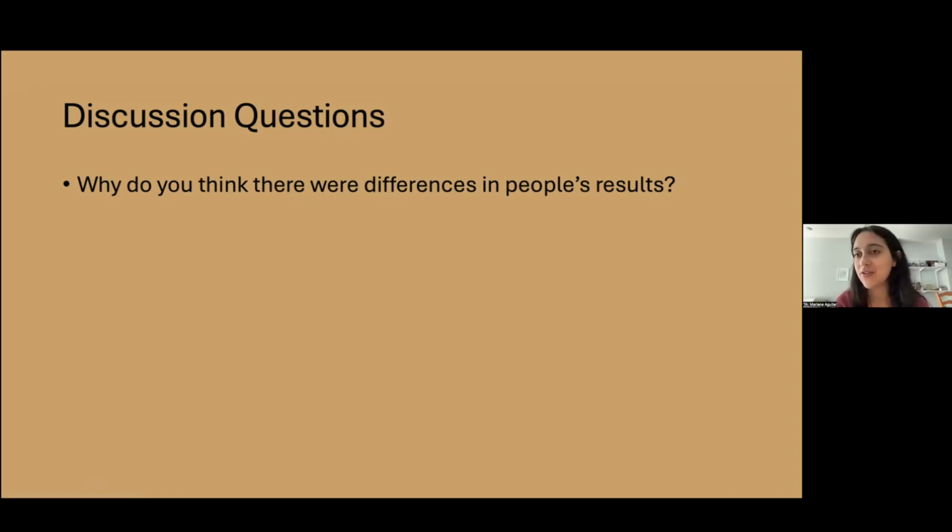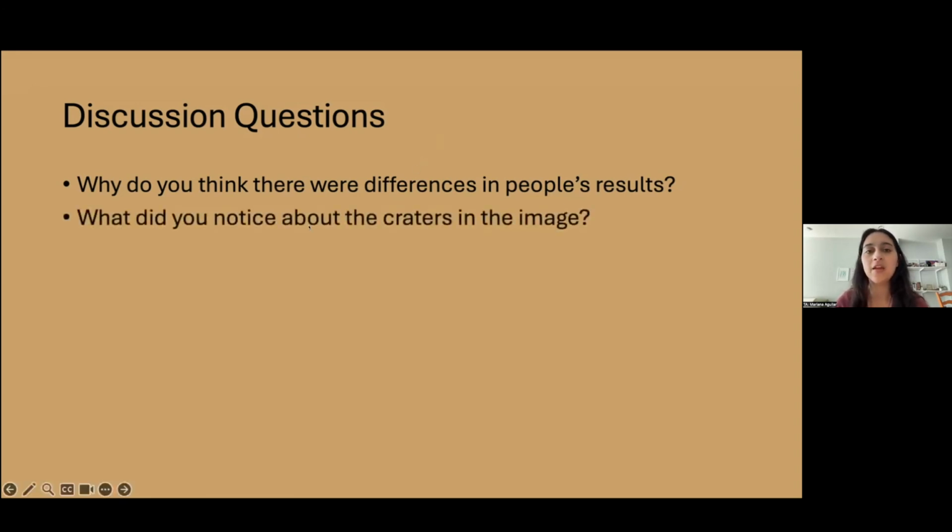Exactly. So I didn't count the super small ones, so that's why I got such a low number, but some people in one of the breakout rooms got 200. So definitely it just depends on your personal opinion of what a crater is, or what looks like a crater in the picture.